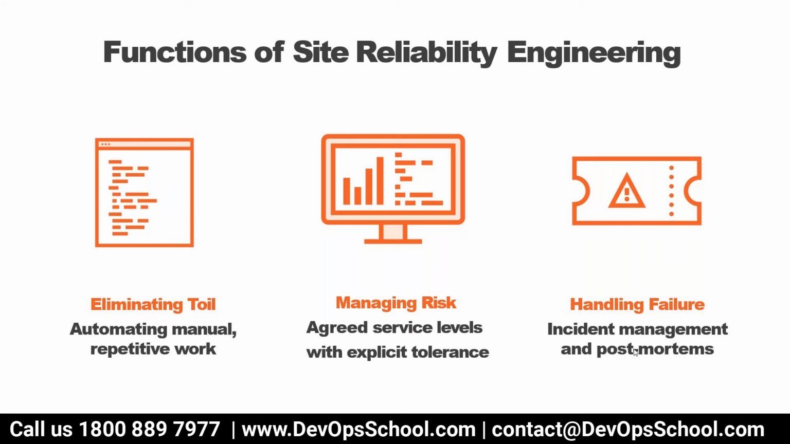Then managing risk within an agreed service level and with explicit tolerance. When we say agreed service level, if you remember we have SLI, SLO, and SLA, three areas we have to focus on, to satisfy the tolerance whatever your application is supposed to take care of. And at the same time, handling failures, incident management, and postmortems.